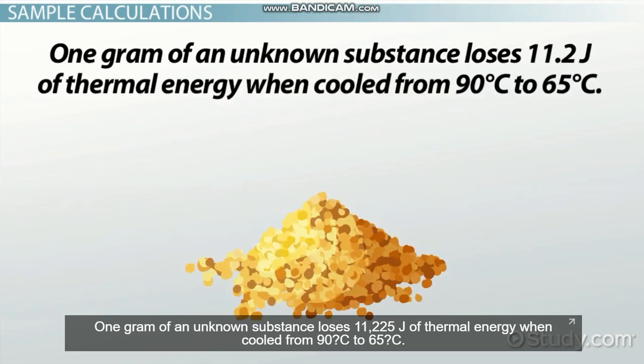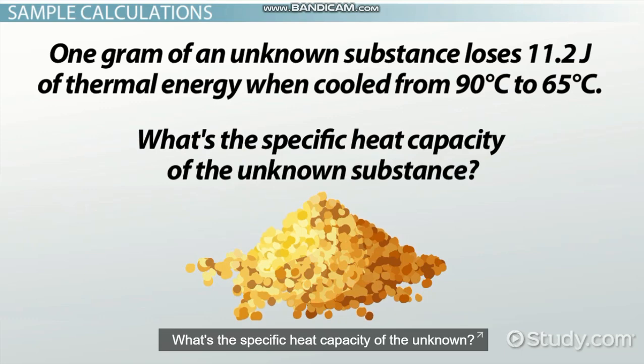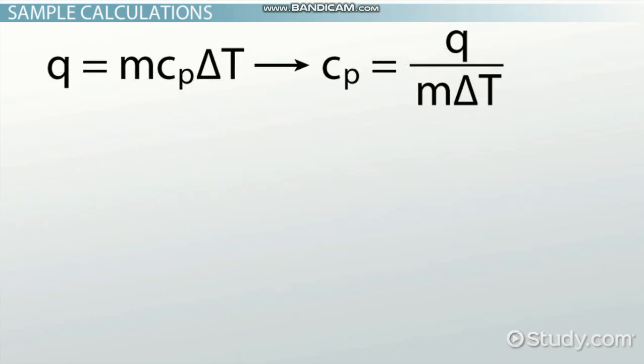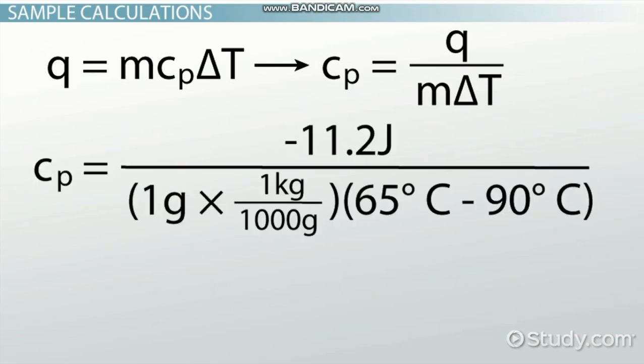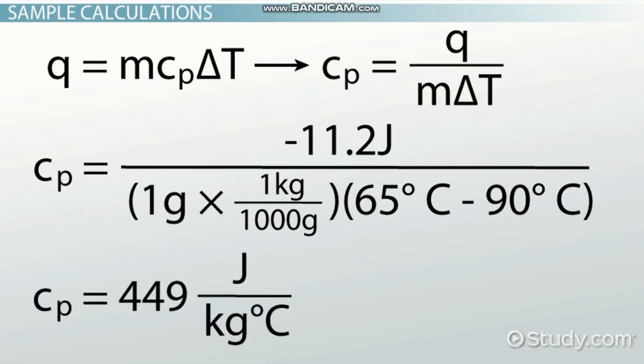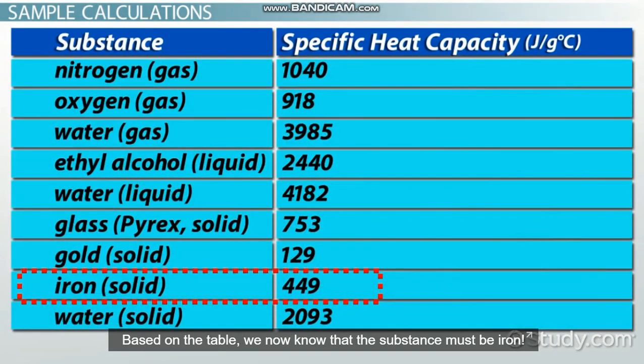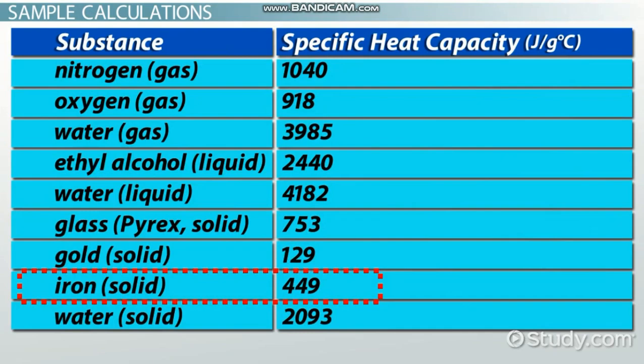Example 2. 1 gram of an unknown substance loses 11.2 joules of thermal energy when cooled from 90 degrees Celsius to 65 degrees Celsius. What's the specific heat capacity of the unknown substance? First, we'll algebraically isolate c, the specific heat of the unknown substance. We'll plug in our known values, remembering to convert our mass of 1 gram to kilograms. The specific heat of our unknown substance is equal to 449 joules per kilogram degrees Celsius. Based on the table, we now know that the substance must be iron.